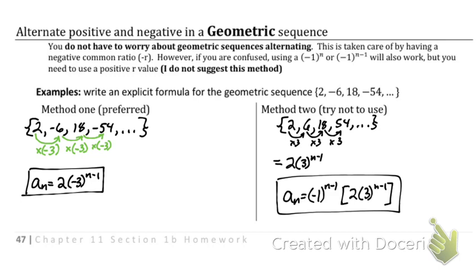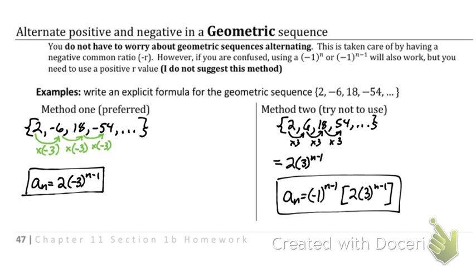Both of these two equations will satisfy this sequence. One is a lot easier, and one takes a lot more steps. That's why this is by far your most preferred method. When you are dealing with alternating between positive and negative, check to see if it's geometric first. If it is, you don't have to worry about the alternating. If it isn't, and it's arithmetic, that's when we need to attach those negative 1 to the n or negative 1 to the n minus 1.